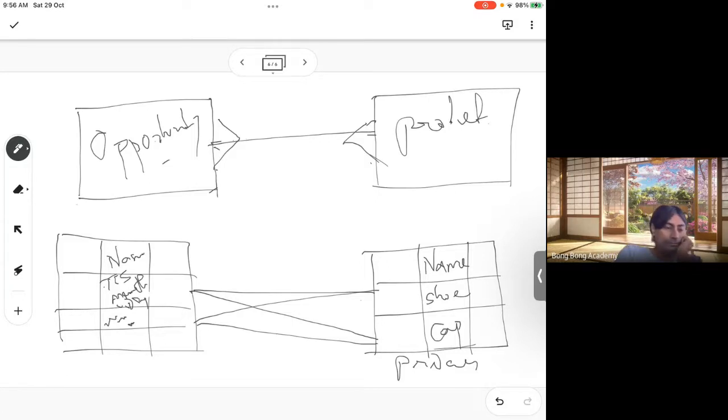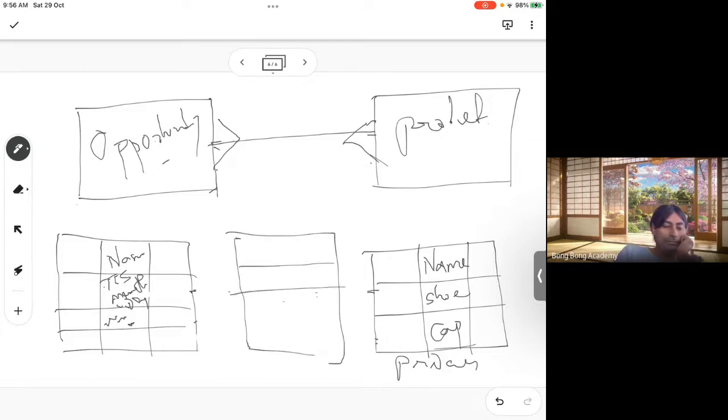Okay. We will see this in detail, how and why. So there is a mapping table which is needed. So there would be a new table between these two. And that will basically map this many to many relationship. So let me give an order. So TCS order shoe, TCS order cap, Wipro order shoe, Wipro order cap.